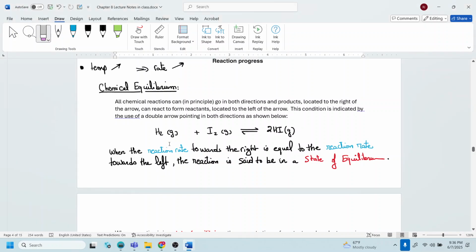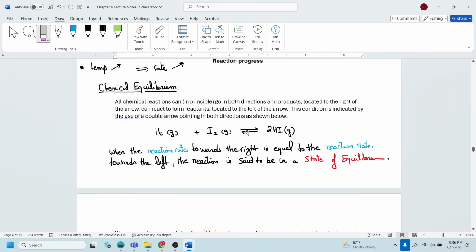So when we represent a chemical reaction, we normally draw reactants to the left of the equation and products to the right of the equation. And we use an arrow to separate the reactants from the products. So if your arrow is pointing towards the products, then I know that my products are forming. If the arrow points towards the reactants, then I know that the reactants are forming.